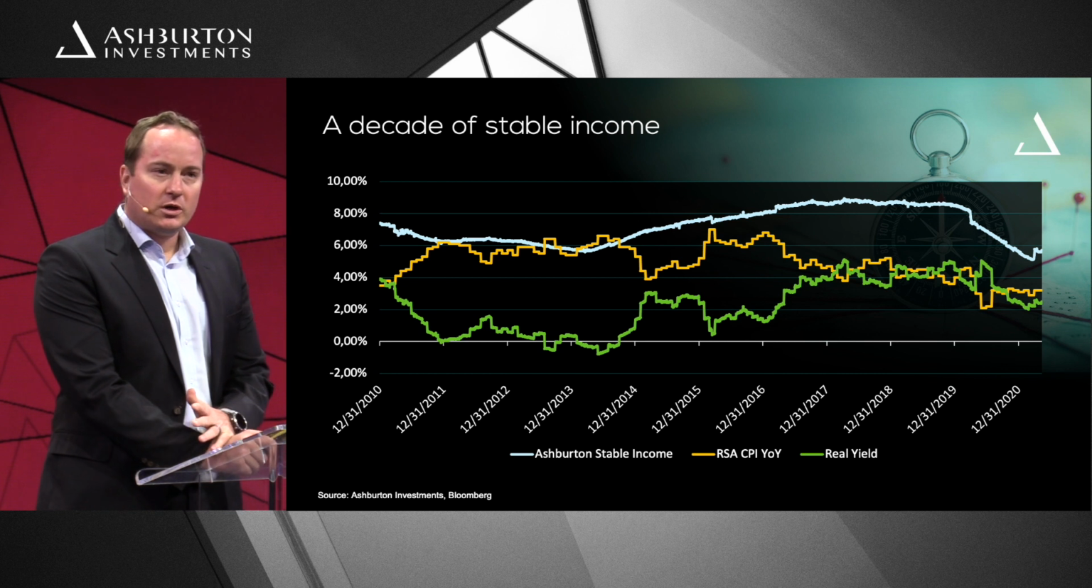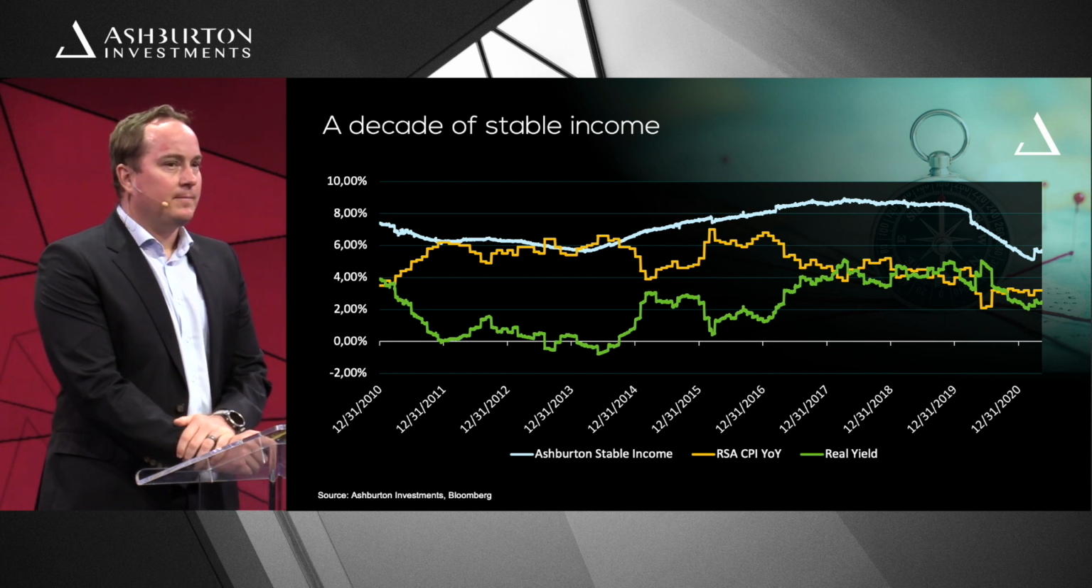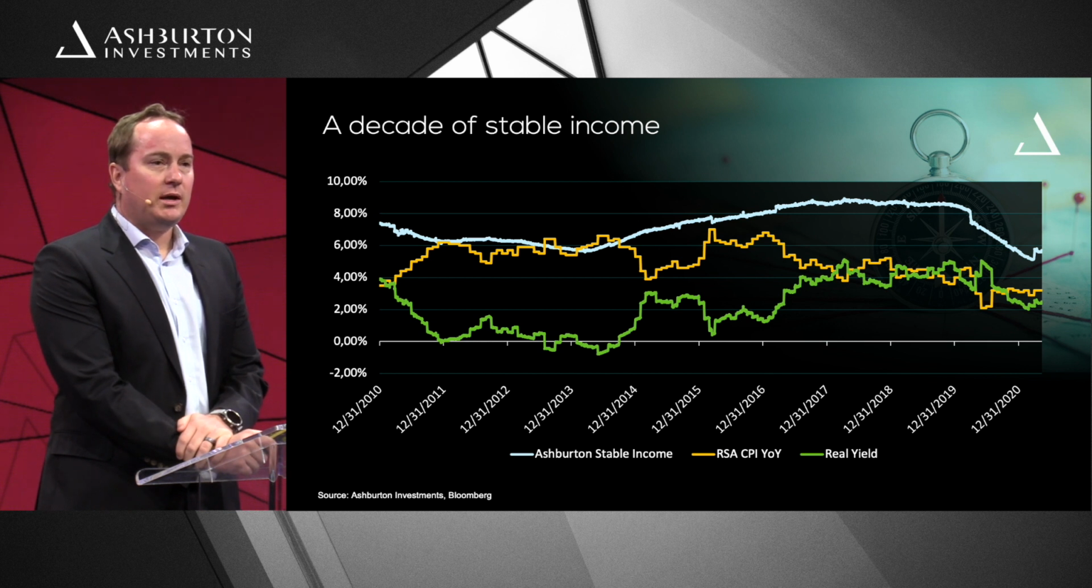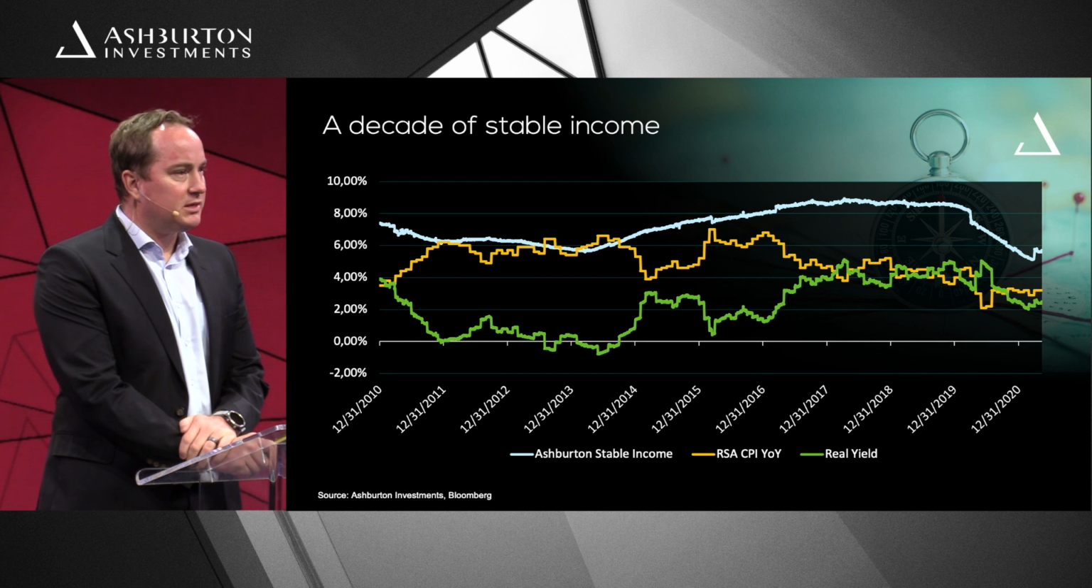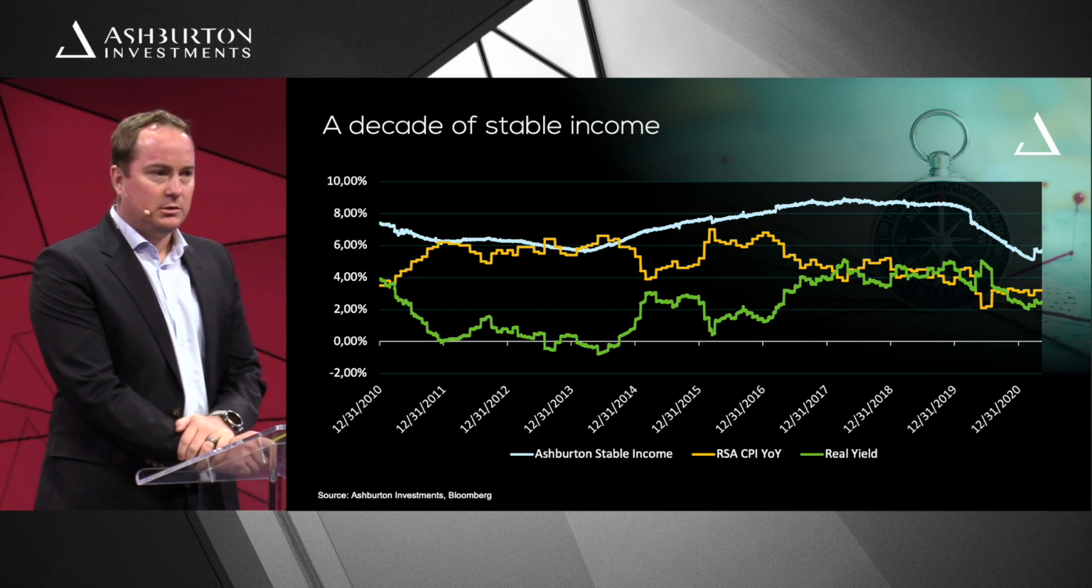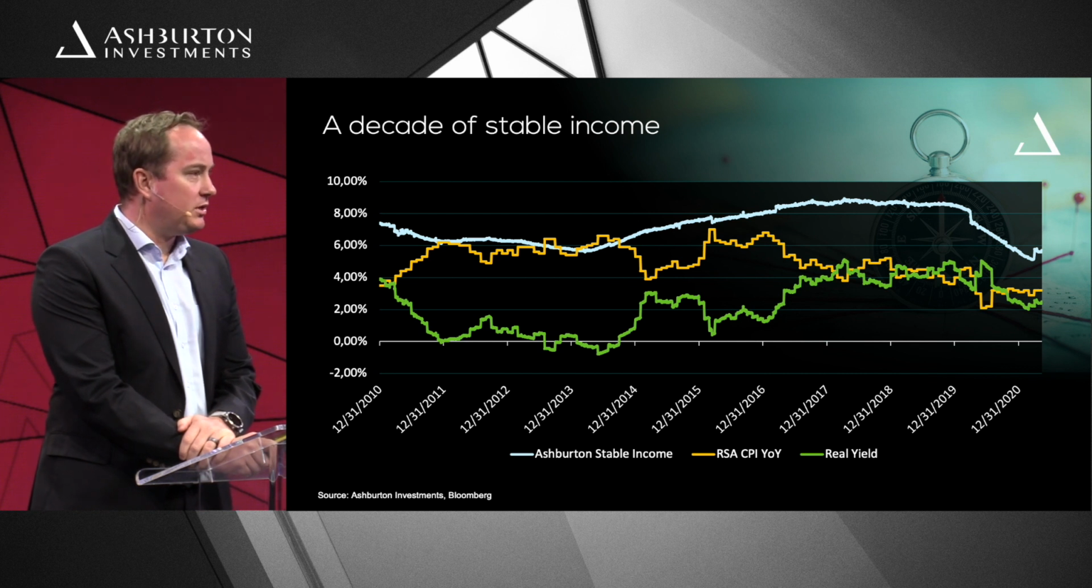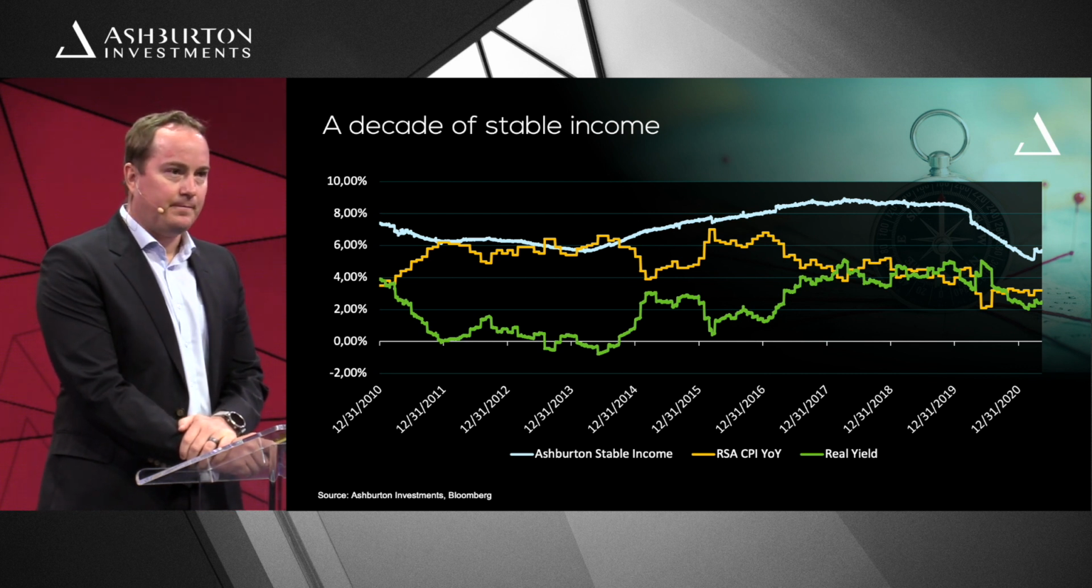The question that we're often faced with, however, is how do we deal with that in a world where the 5-year bond is giving you 7.2%, and the 10-year bond is giving you 9.2%. So effectively CPI plus 3 or CPI plus 5 respectively.